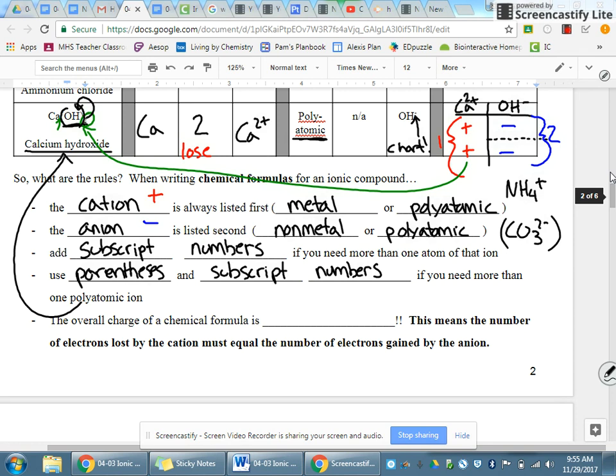The overall charge of the chemical formula for all of them is neutral. Always. So this means that the number of electrons lost by the cation must equal the number of electrons gained by the anion.